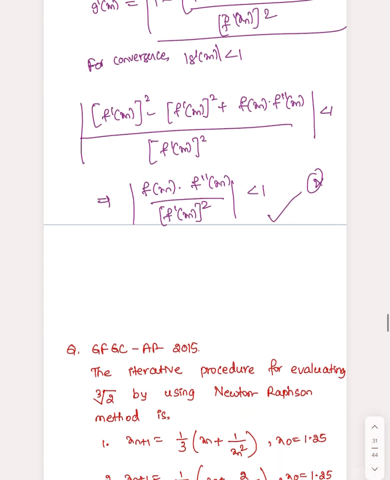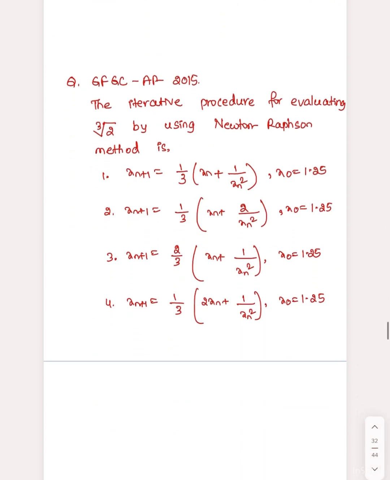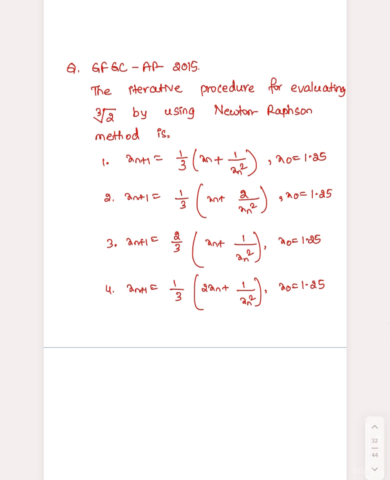Now next question. It is a question of GFGC which has been asked for assistant professor in 2015. The question says, the iterative procedure for evaluating cube root of 2 by using Newton-Raphson method is, and we have 4 options. We will see what is the iteration procedure for evaluating cube root of 2. We have the problem f of x is equal to 0. Evaluating cube root of 2 means x is equal to cube root of 2, which can be written as x cube is equal to 2, that is x cube minus 2 is equal to 0. Therefore f of x will be x cube minus 2.